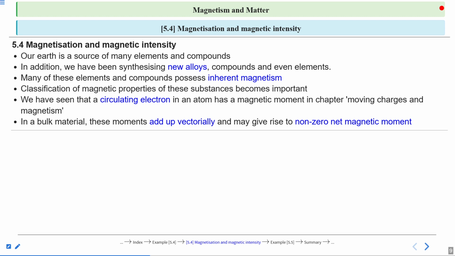Because magnetic moment is a vector quantity, the magnetic moments due to all the electrons add up vectorially and may give rise to a non-zero net magnetic moment. It can be zero. The net magnetic moment of all the electrons in a bulk can be zero or may be non-zero. So this is basically the concept behind the topic we are going to study.